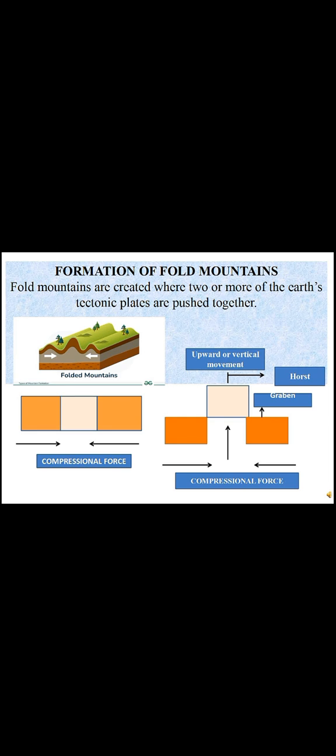We can see that when two plates move towards each other due to compressional force, the middle portions of the plates move vertically, or you can say in an upward direction, and that is called horst, and the low-lying plates are called graben. So in this way fold mountains are formed.